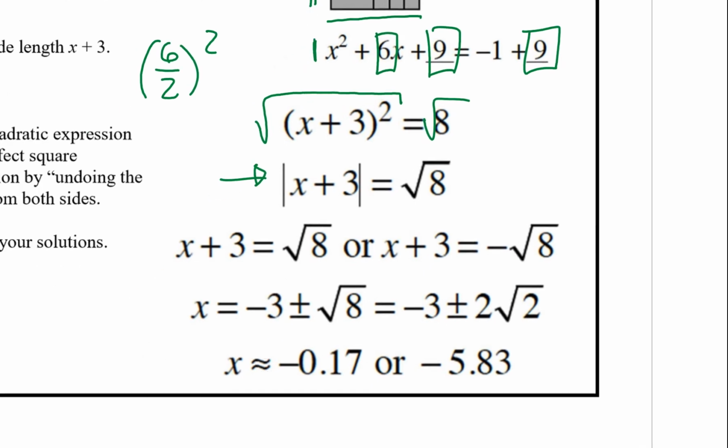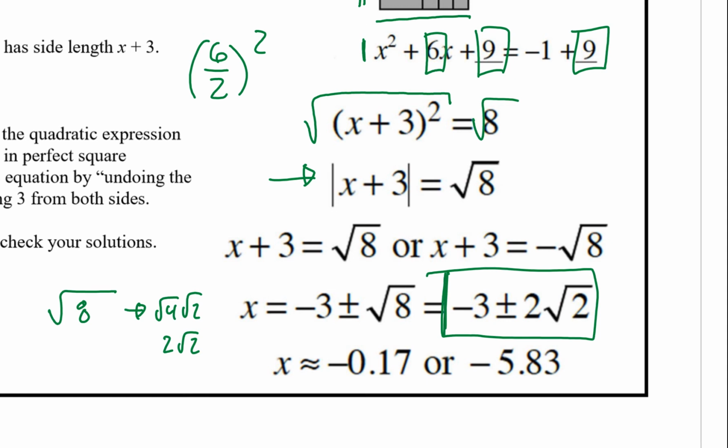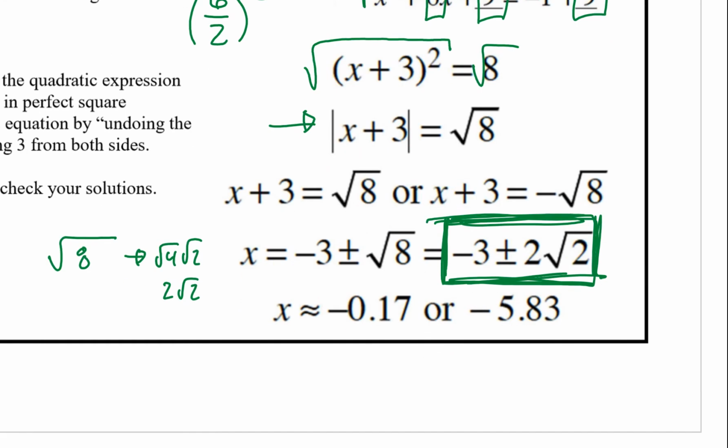And then you can see we went ahead and subtracted 3 from both sides. And then this is super nice, right? This is the simplified radical form of root 8. That's the same thing as 2 times the square root of 2, because the square root of 8 is the same thing as the square root of 4 times the square root of 2, which is 2 root 2. So this is our answer. This is the exact form of our answer. And I will continue to ask for you to give me the exact answer, but also you can see we have the decimal approximations here as well.